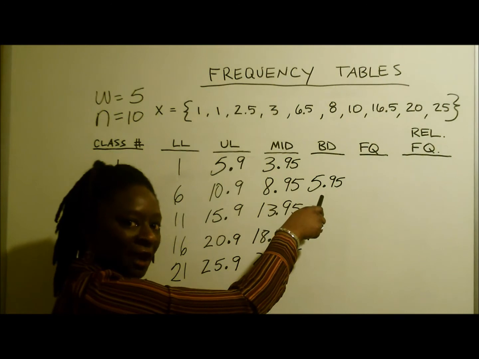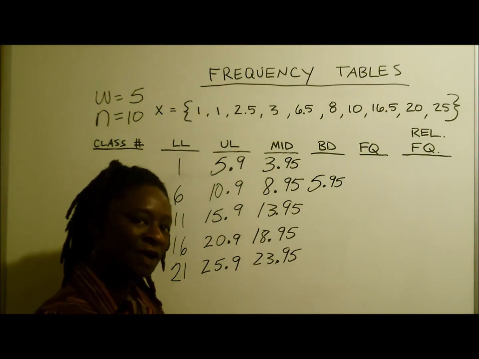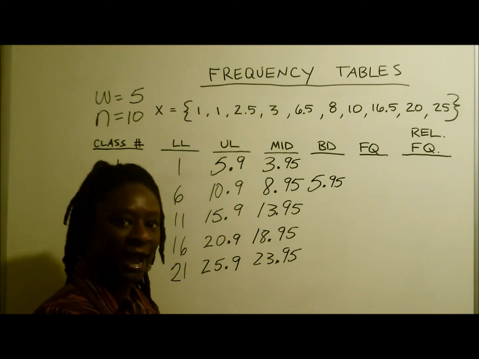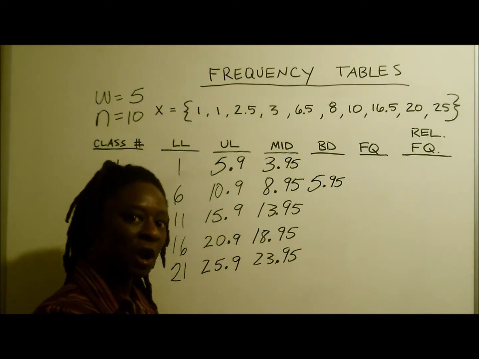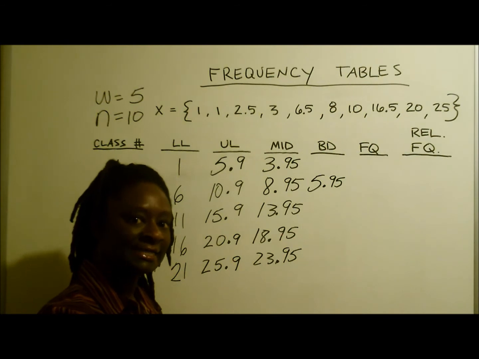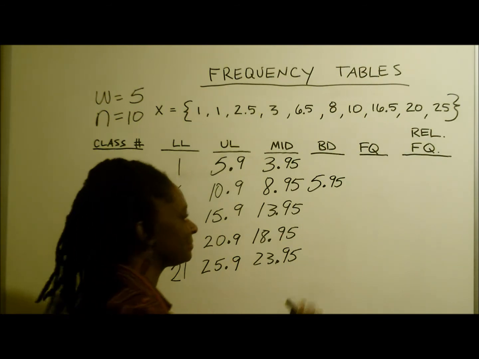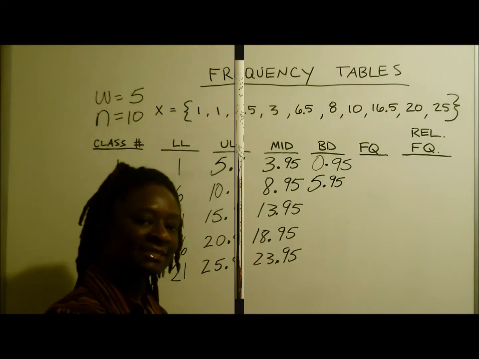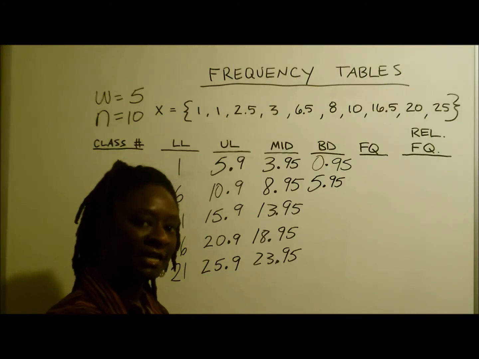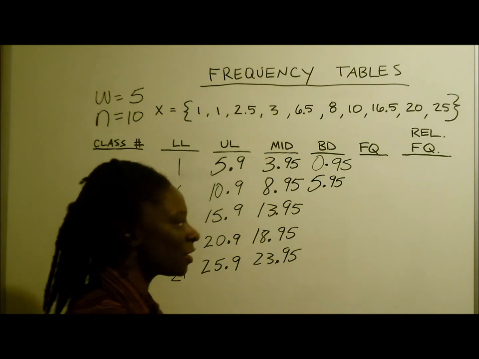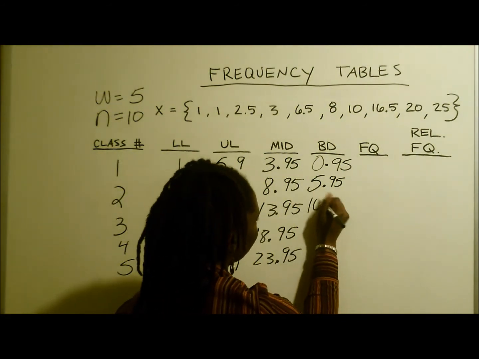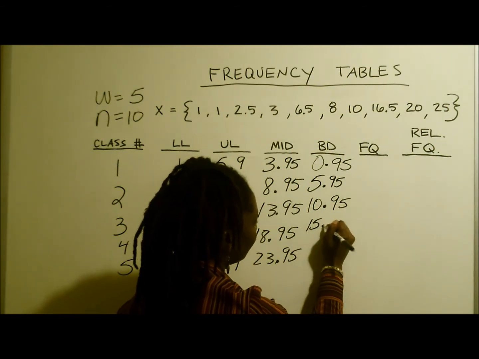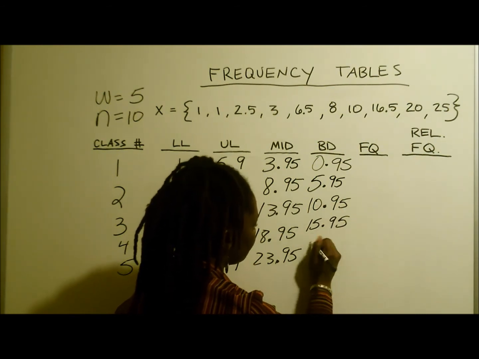Notice that I placed our boundary in class 2. So how do I find the boundary for class 1? Well, just subtract the width of 5. So our boundary for class 1 is 0.95. And to establish the rest of our boundaries, we just add our width of 5. So our next boundary is 10.95, 15.95, and so on.